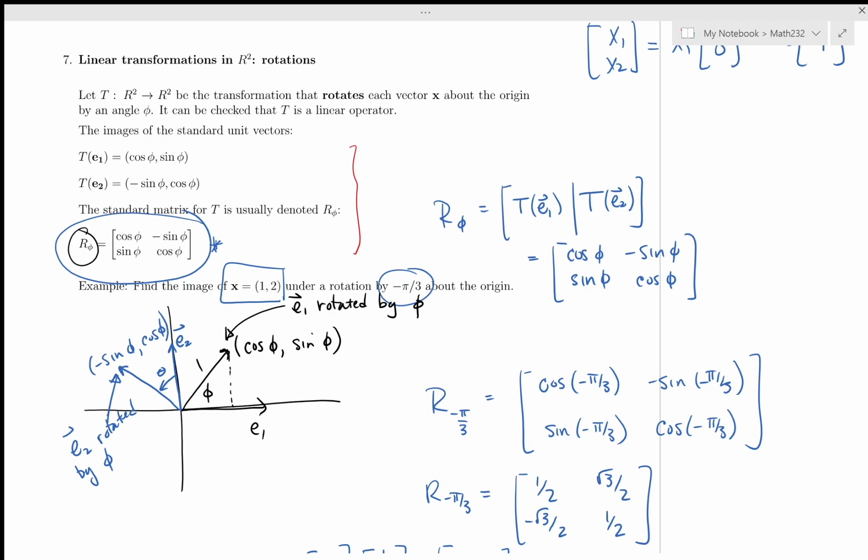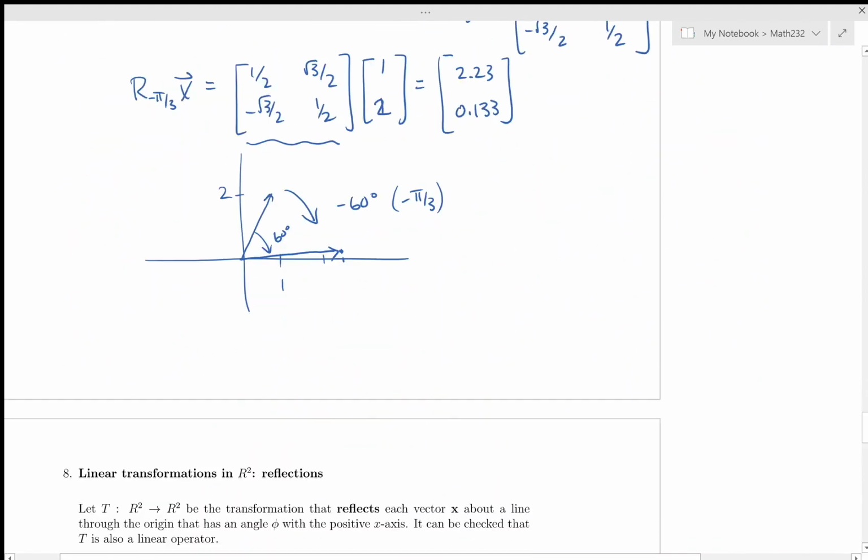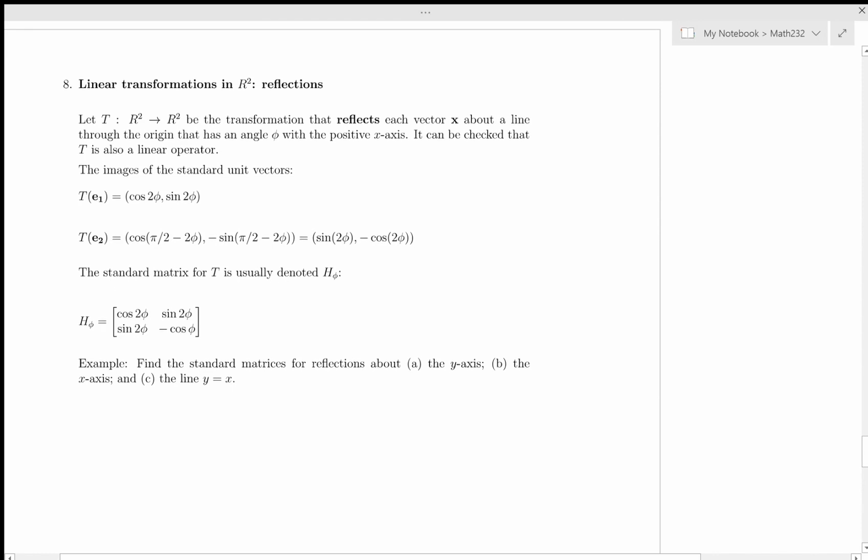Okay, we can do another type of linear transformation, a reflection. So we can let T be instead the transformation that reflects each vector x about a line through the origin that has an angle of phi with the positive x-axis. Okay, so we do exactly the same thing. We form the images of the standard unit vectors, and then we make the standard matrix. In this case, we typically denote that by h of phi, and we have it there.